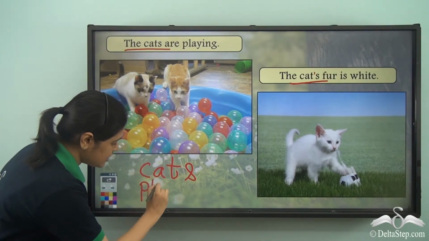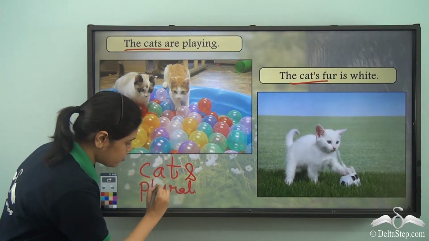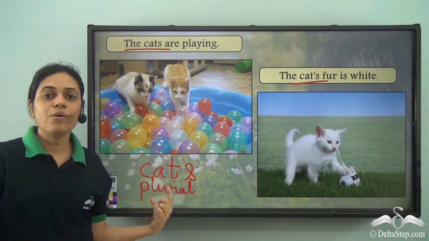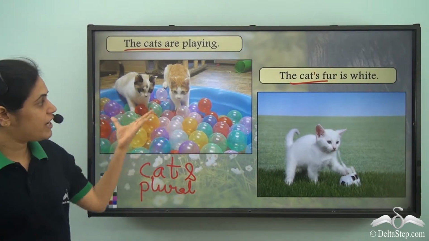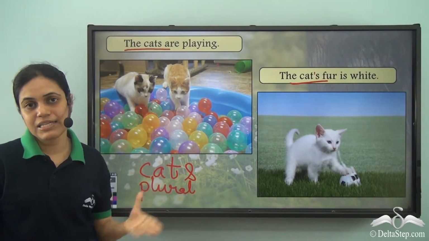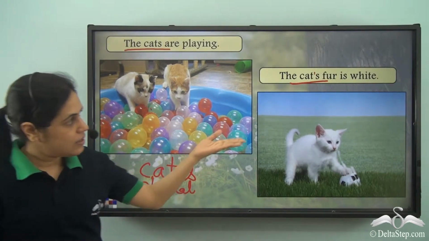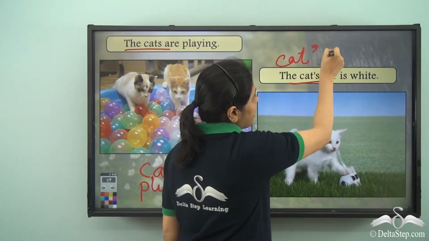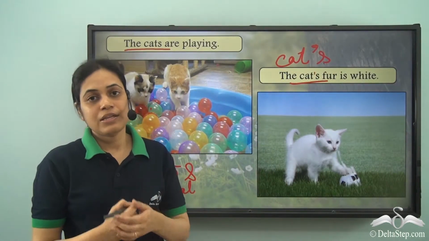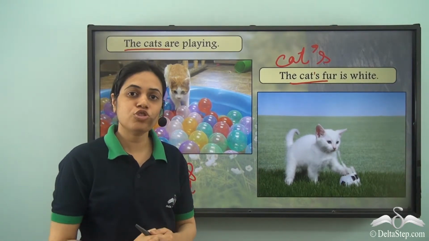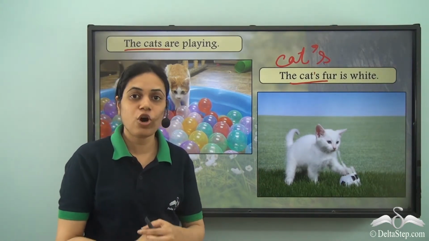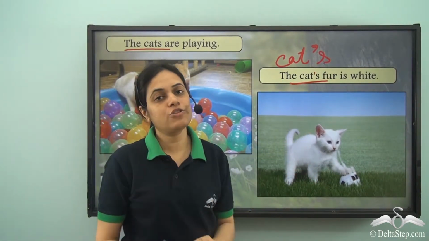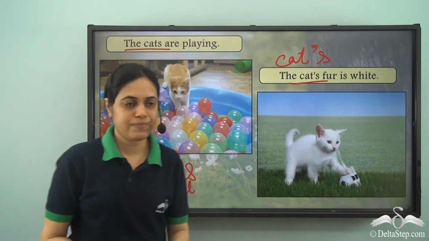So this means it refers to the plural form of cat. Cats here is the plural form of cat. So whenever we have more than one cat, we say cats. But over here, it is cat apostrophe S. This apostrophe is used to show belonging or possession, not plural. So this means that the fur belonging to the cat is white.